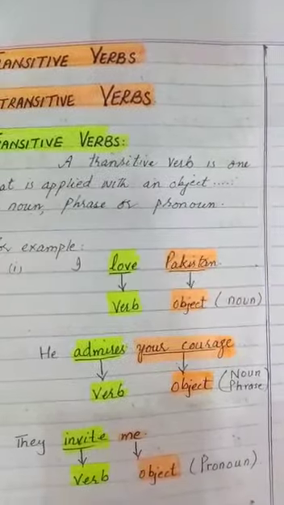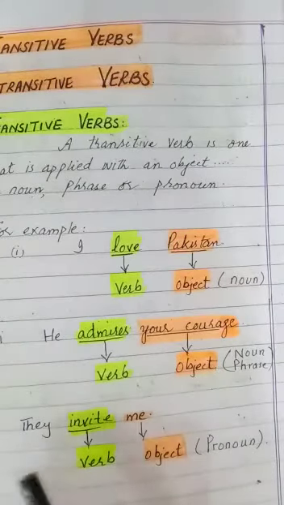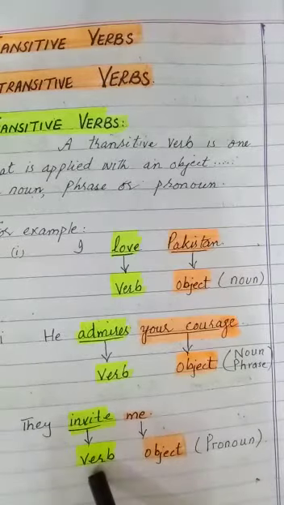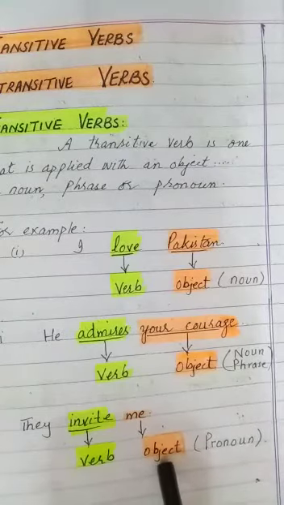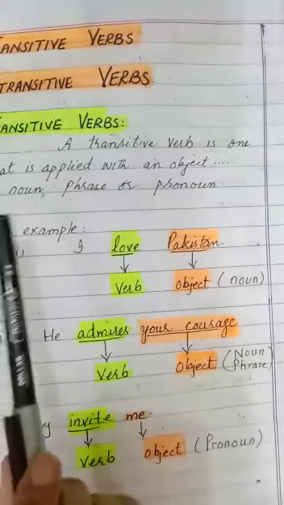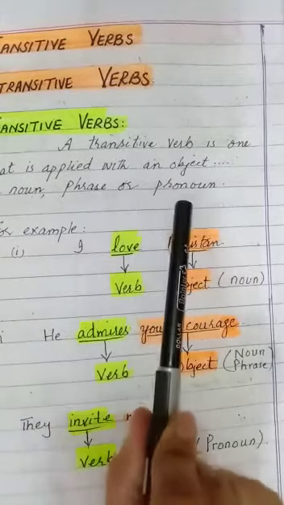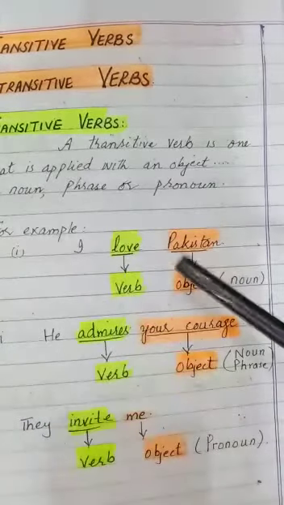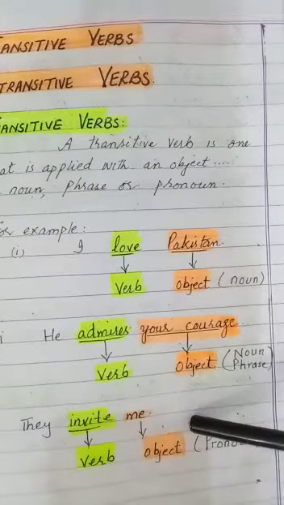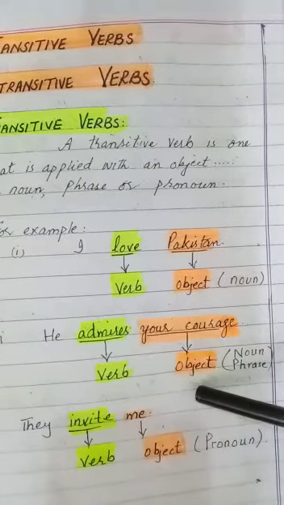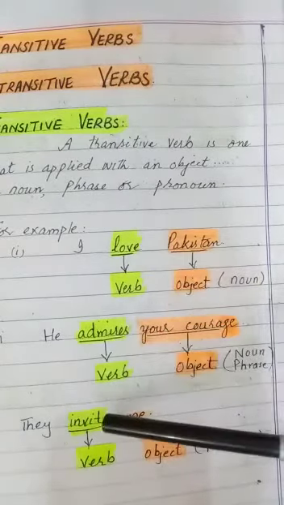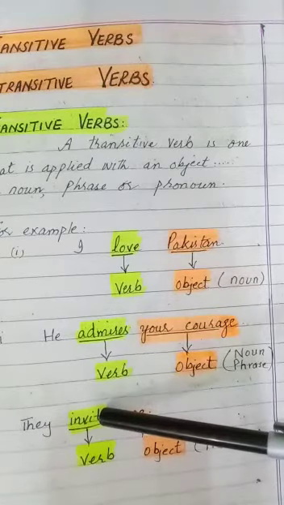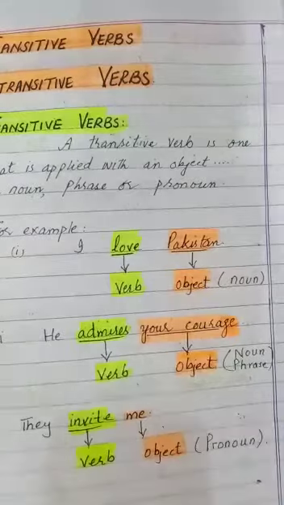Okay, next example is they invite me. They is subject, invite is verb, me is object, and that object is a pronoun. So an object can be a noun, a phrase or a pronoun. And transitive verbs are those verbs which need an object. In these examples, we have written object, object, object. So these verbs like love, admires, invite, they are transitive verbs in these examples. Clear? Okay, now see the next important point.